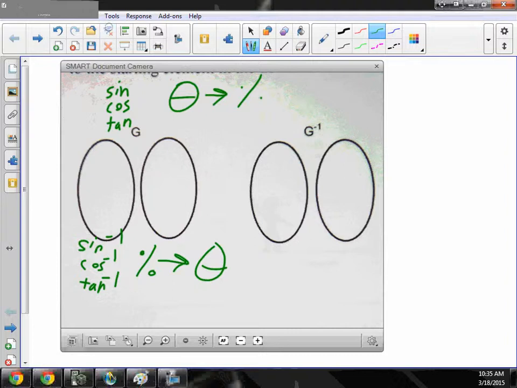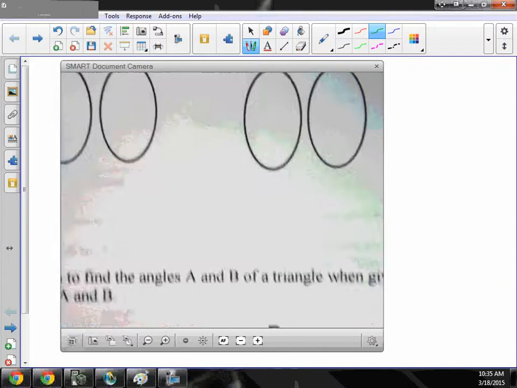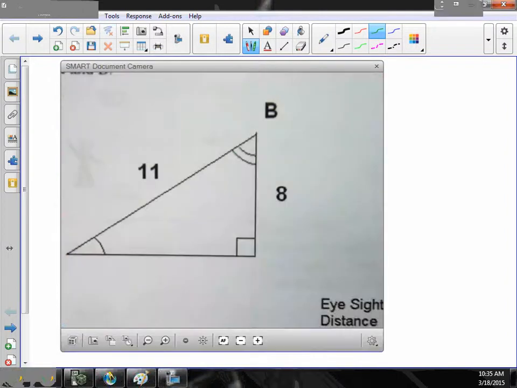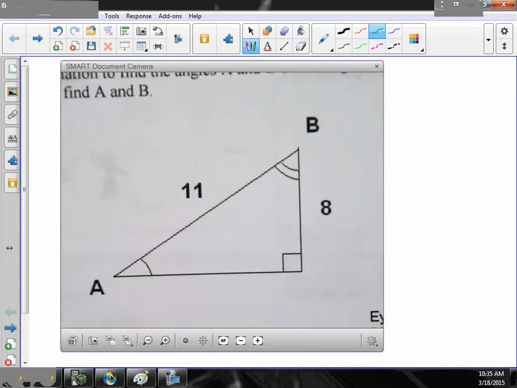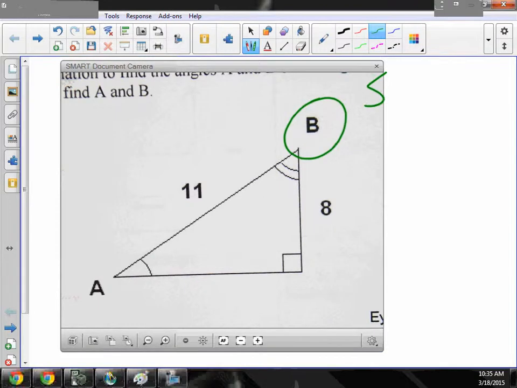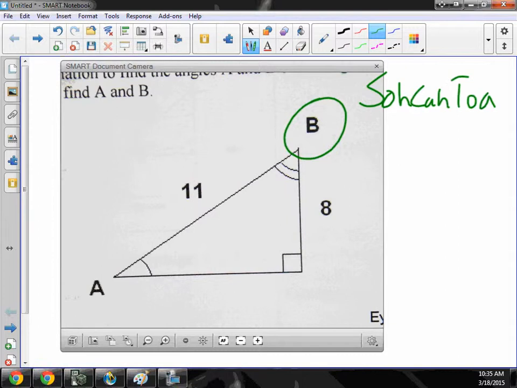All right, down below we have a triangle. And we know two of the measures of the sides, but we don't know either of the angles. So let's find angle B. And I'm going to write on the board, SOHCAHTOA. If I want to find B, am I going to use sine, cosine, or tangent?